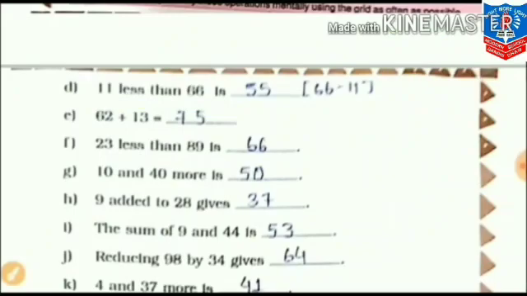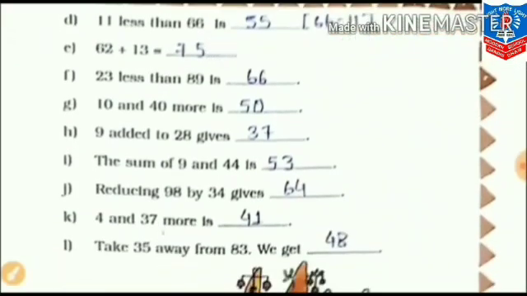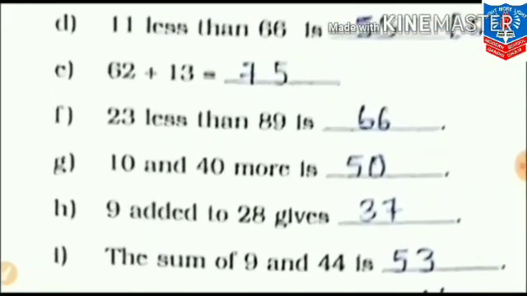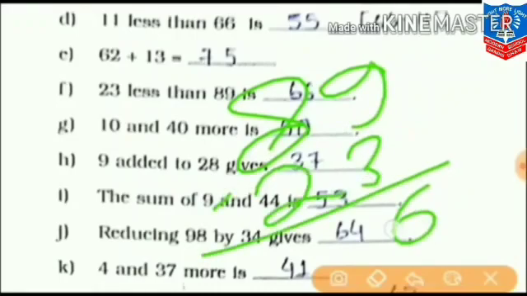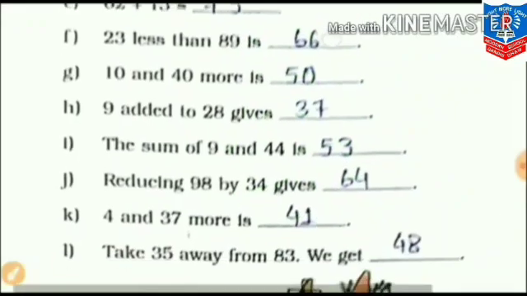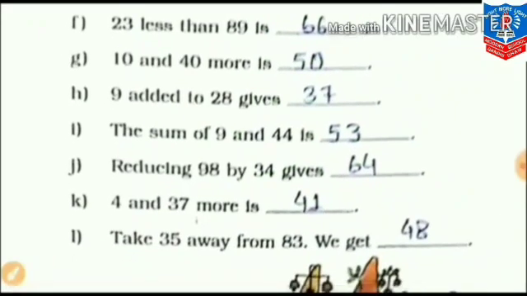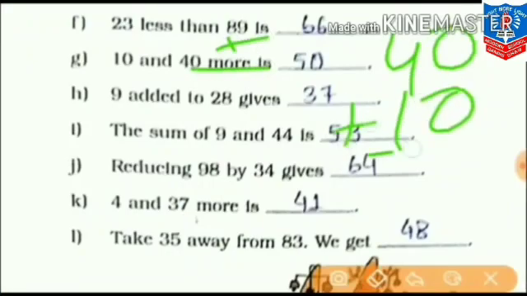Next one: 62 plus 13. This is simply addition. What will 62 plus 13 be? 3 plus 2 is 5. 6 plus 1 is 7. Understood? Then 62 plus 13 is equal to 75. That is also simple. 23 less than 89 means we have to subtract 23 from 89. So what will come? 9 minus 3 is 6, 8 minus 2 is 6.